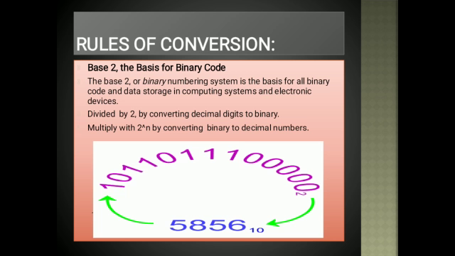Rules of conversion. The binary number system is the basis for all binary codes and all digits for data storing, and is used in electronic devices. The two main rules are division and multiplication. If we convert decimal to binary, we must divide the number by 2. And if we convert binary to decimal, we must multiply by 2 to the power n.